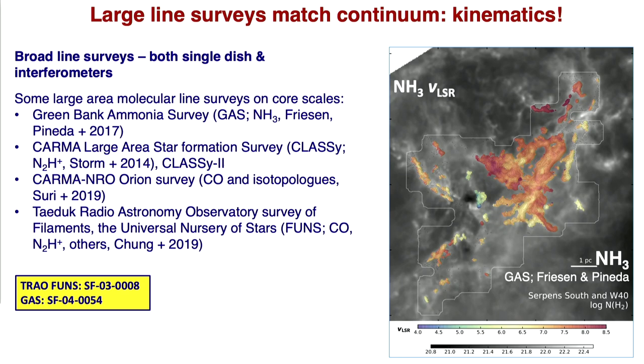Here is the same map, and now the color scale is showing you the line of sight velocity across this region. This is Serpens South and W40, and you can see that the line of sight velocity actually doesn't vary a huge amount across the entire complex.